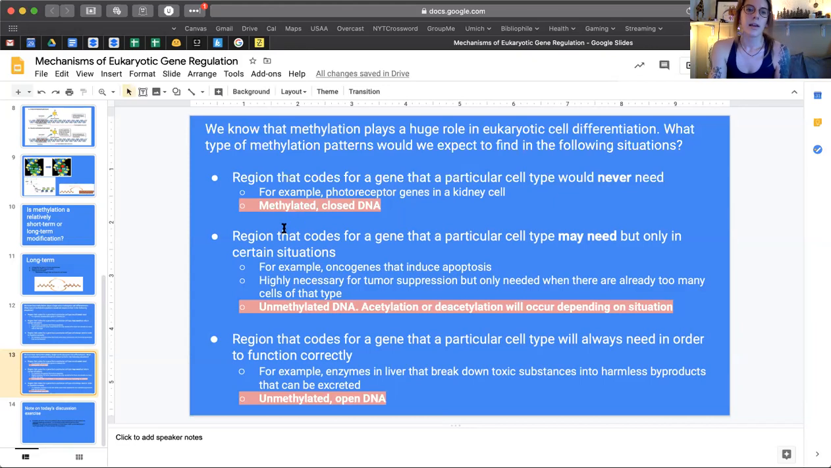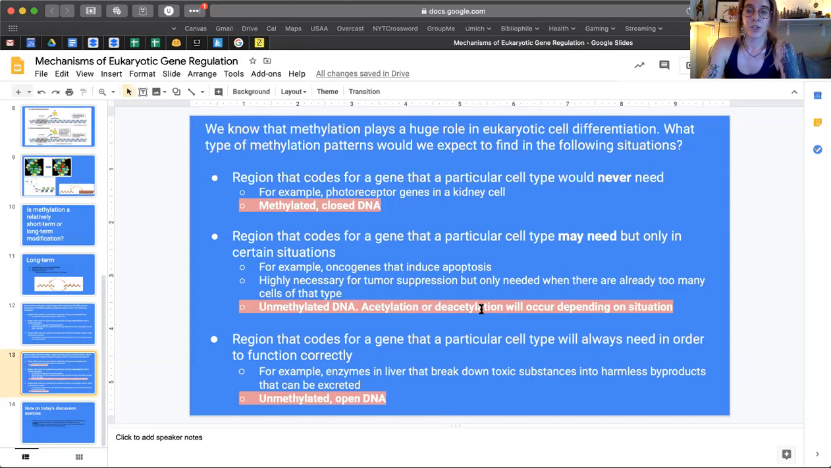Now, in the second situation where we have the oncogenes that we would sometimes want, but only in particular cases, we would expect that to be unmethylated and probably deacetylated until we have a situation that's going to induce that acetylation. So we remember that if it's unmethylated, it's technically going to be able to change. The structure can open up or loosen, so transcription can be blocked or can occur, depending on whether or not this acetylation or deacetylation is happening. So when it's deacetylated, it's going to be condensed and won't be transcribed, which is probably going to be the default state of these oncogenes.